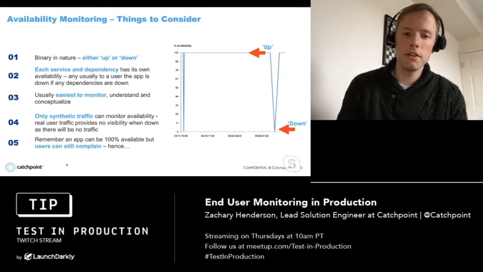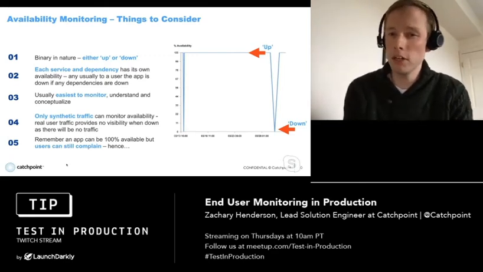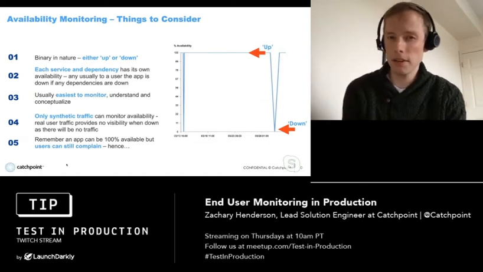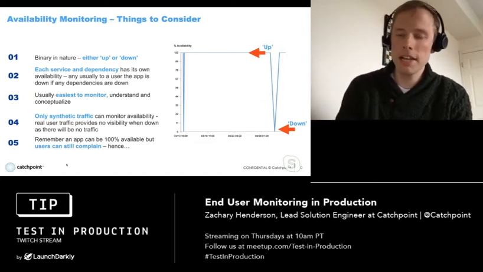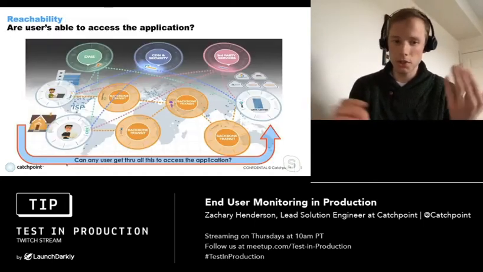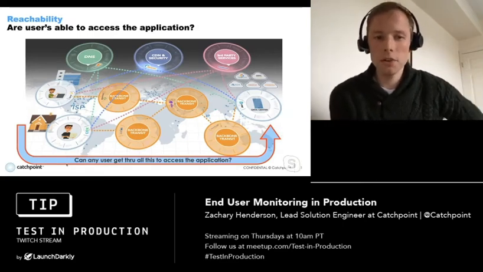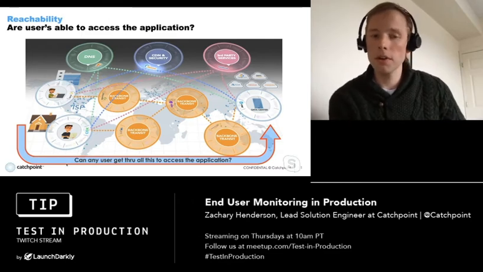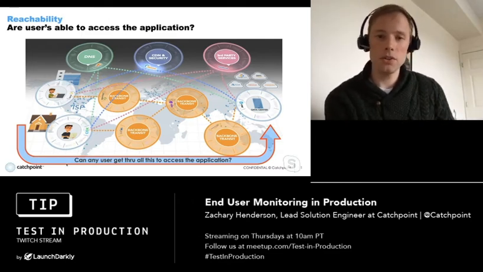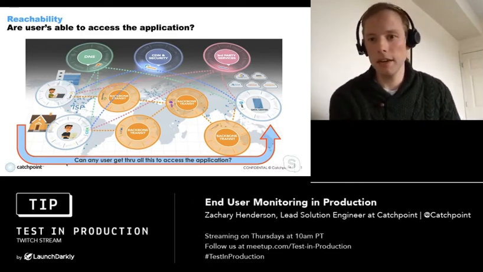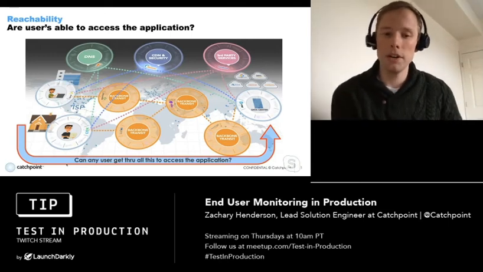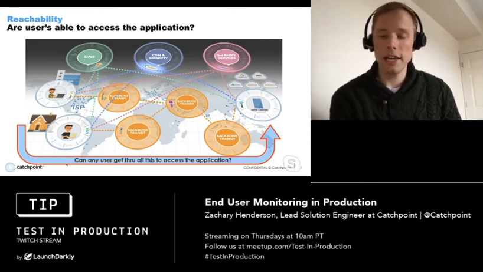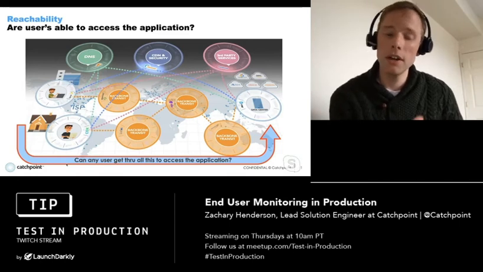And remember, your app can still be 100% available. It can be completely up, but users can still complain about something not working quite right with the app. Hence the idea of reachability, right? Can a user from their home or office traverse the internet, their local network, talk to your DNS provider, your CDN provider, any security providers you have, any third-party services you've embedded, and get through all those things to actually access the app you have running in the cloud or in your data center?